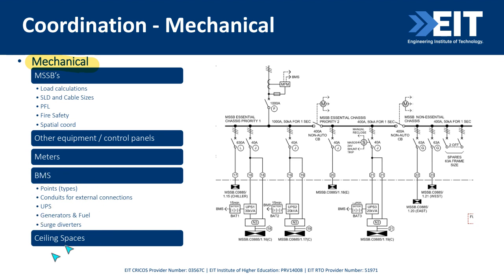And also coordinate in the ceiling. Now this goes for most disciplines, so you'll see this one pop up a lot, but there's only limited space in a ceiling, and in that ceiling you need to hide all of your services. So you need to hide your mechanical ducting, your electrical cabling, your light fittings, your hydraulic pipe work. It's all above the ceiling, so we need to make sure we've got enough space.